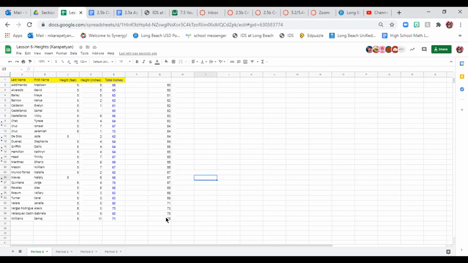It looks like George is our tallest person in class. And who's 75 inches? Let's see. Oh, yep, and then Alexis is right there with him. Interesting. So 2 minutes to answer your journal questions, guys.